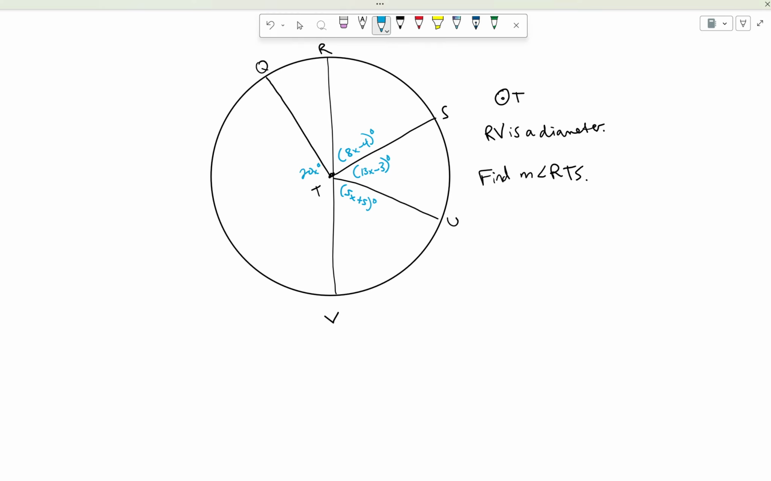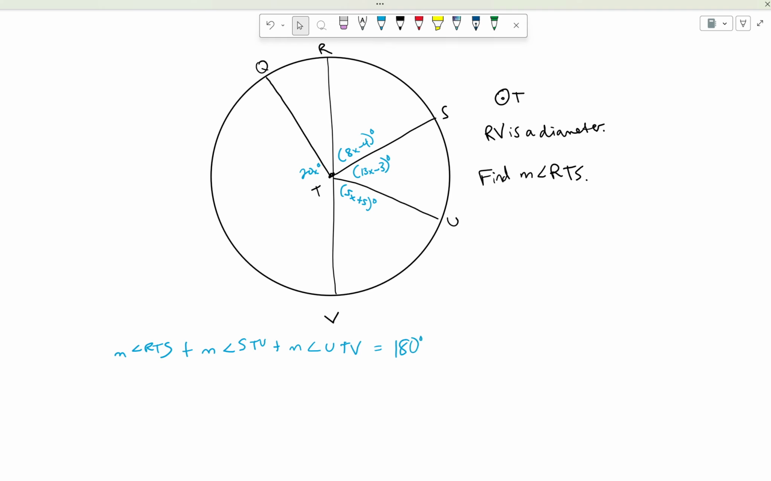Here's the big thing: all these angles form that semicircle, that half circle. So if I do that, I've chopped this thing in half. If the entire thing is 360, half of it would be 180. So the measure of angle RTS, plus the measure of angle STU, plus the measure of angle UTV, all makes that semicircle, which is going to be equal to 180 degrees.